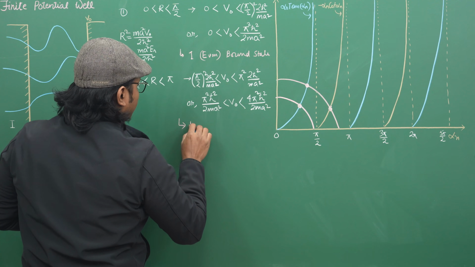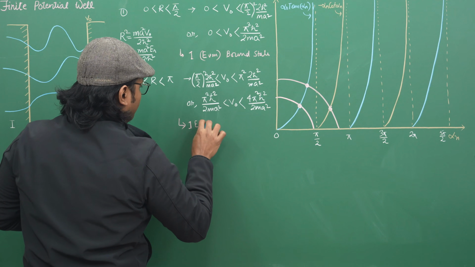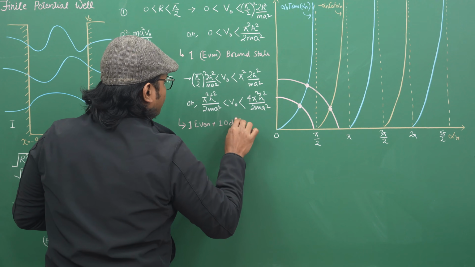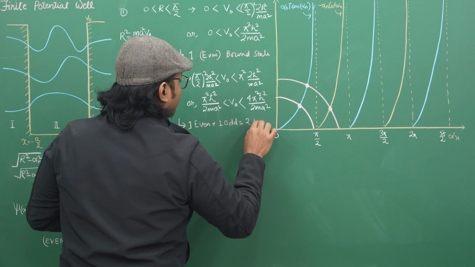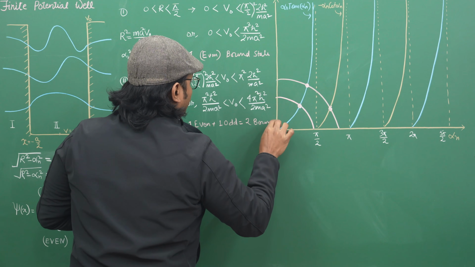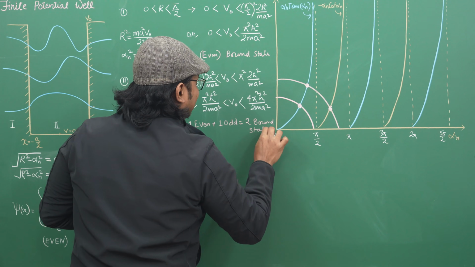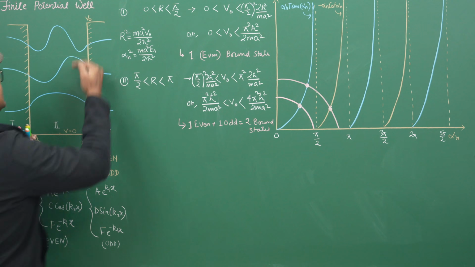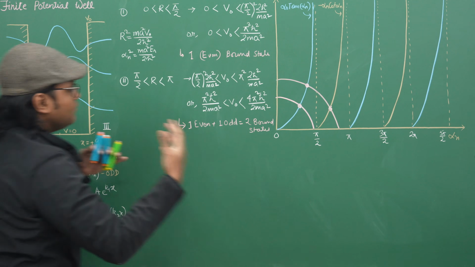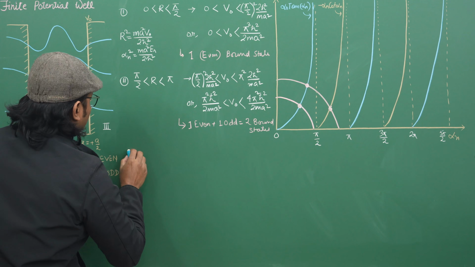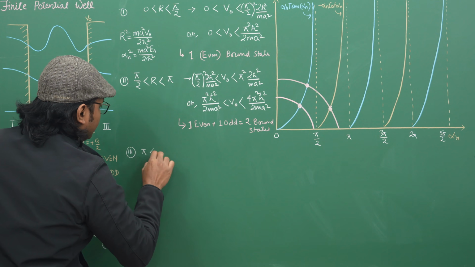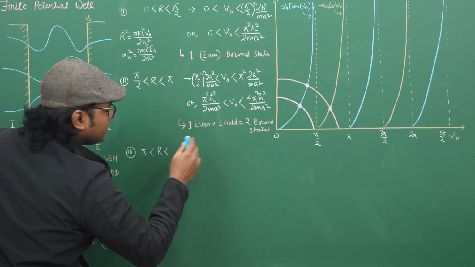So 1 even plus 1 odd is equal to 2 bound states. Do you see where we are going with this? Essentially, as we keep on increasing the potential depth, we end up getting more and more states. Let's take this forward. Let's take case number 3, where r is between pi to 3 pi by 2.